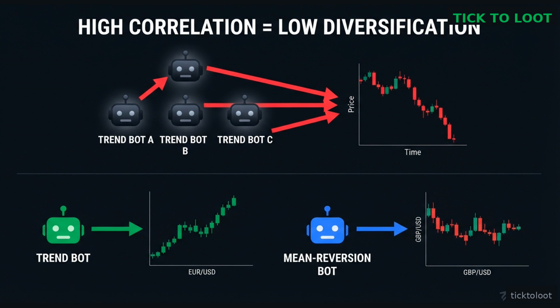The bots' results move together like synchronized swimmers. The result is that your portfolio's risk doesn't actually go down, even though you have more bots. You might think you're diversified because you have three separate pieces of software, but in reality, you've just multiplied the same exposure. To see why this matters, imagine you have a $10,000 account and you allocate $3,000 to each of three identical trend bots.